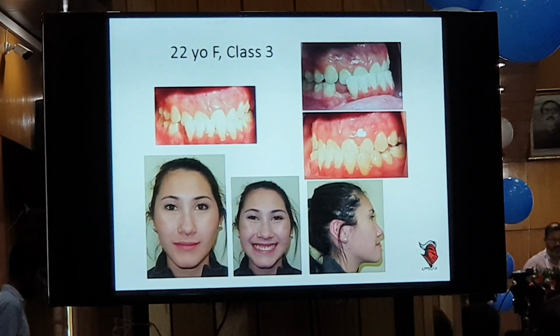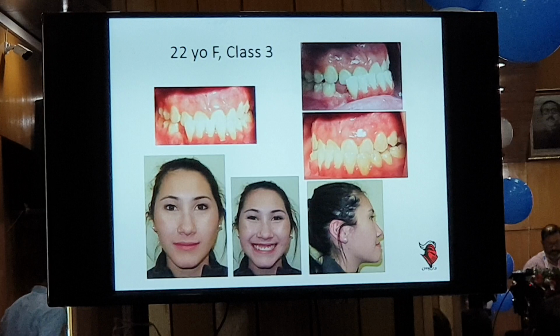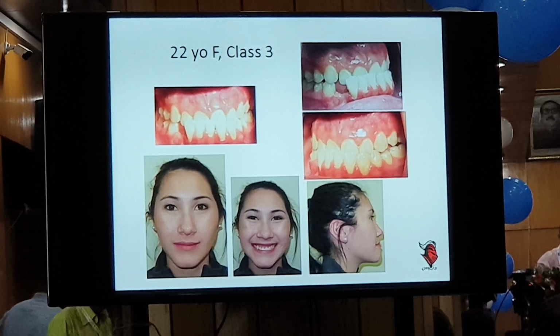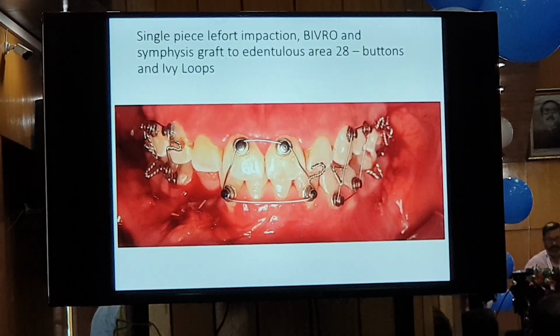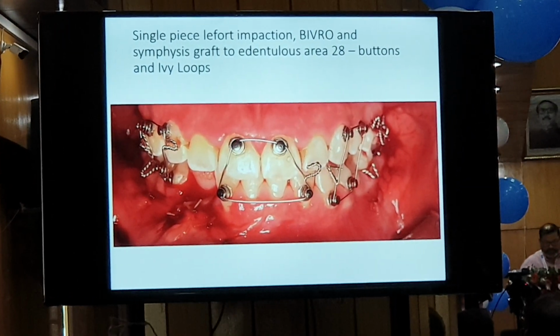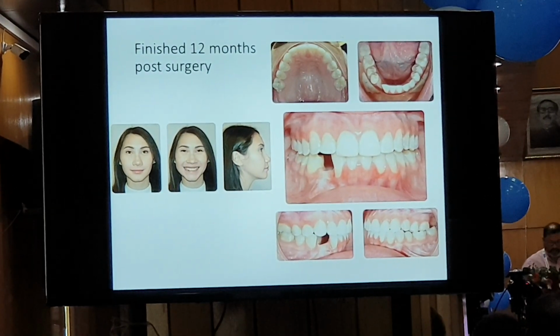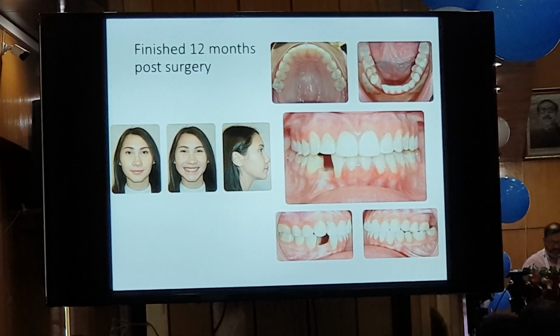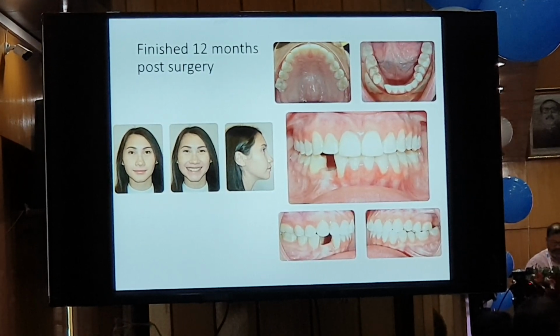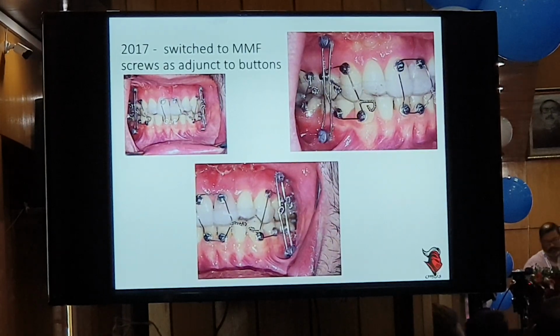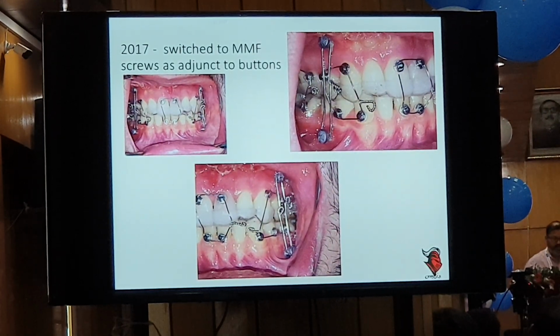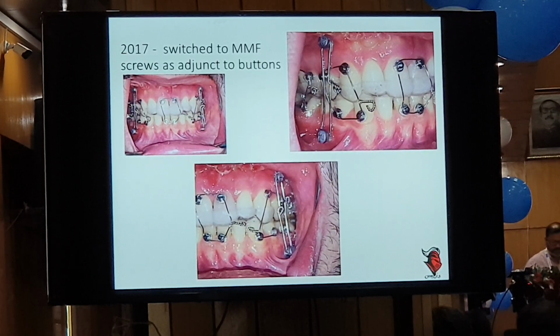Another case is a class 3 patient, class 3 knife-edge bite, has perio issues, which is why the orthodontist elected for Invisalign as opposed to conventional braces. Again, same thing, Lefort osteotomy, got a good occlusion, used these buttons to place her into MMF, cut her out, and this is her end result. She ended up having a bone graft in the edentulous spot, and so that was early on, and again, I struggled with these buttons. So now I've switched to a combination of MMF screws with the buttons, and they seem to work fairly well.